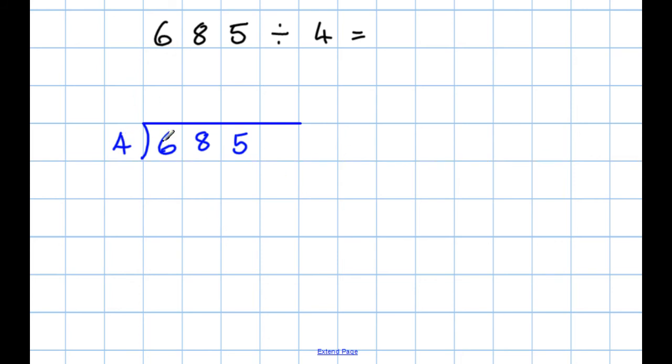Now watch what I do. 4 into 6. 4 goes into 6 once, remainder 2. 4's into 28. Go 7 times, no remainder. Then 4's into 5 go once with 1 remainder. So I'll write that answer as 171, remainder 1. And they're the basics. Now you need to know these before you can go any further.